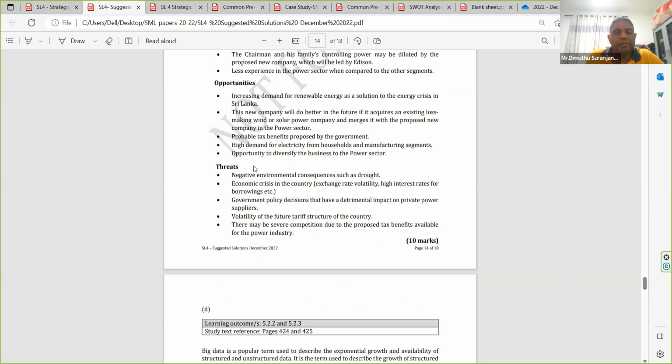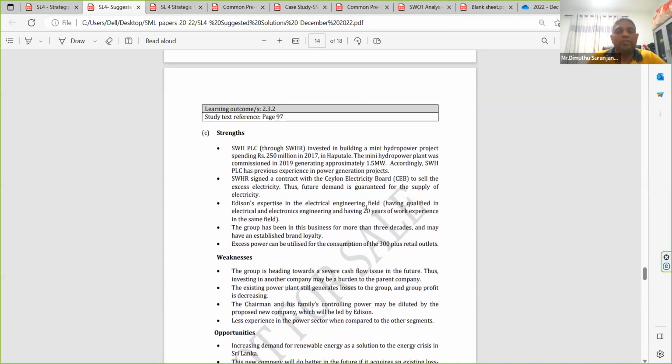Another threat: negative environmental consequences such as drought that may result from this investment, economic crisis in the country, government policy decisions that have a detrimental impact on private power suppliers. We don't have proper policy, no. Volatility of the future tariff structure of the country, the tax structure changes, sometimes an exemption is granted, then removed by the government. There may be severe competition due to the proposed tax benefit available to the power industry. There may be other people also entering the same market. So those are the points he has given.